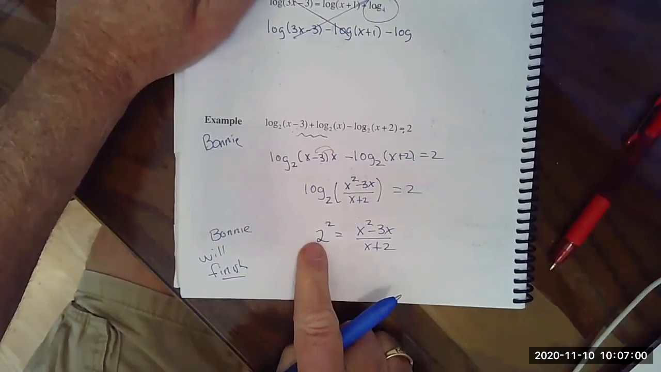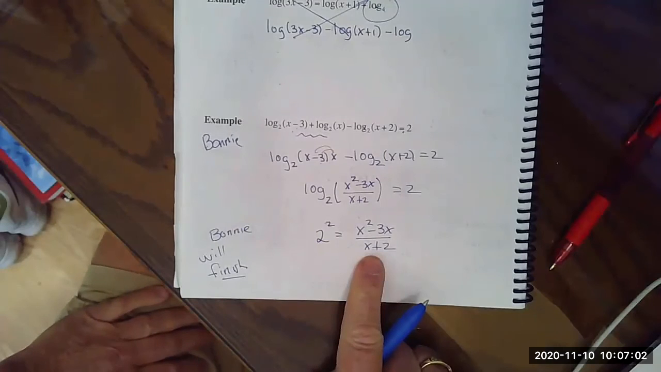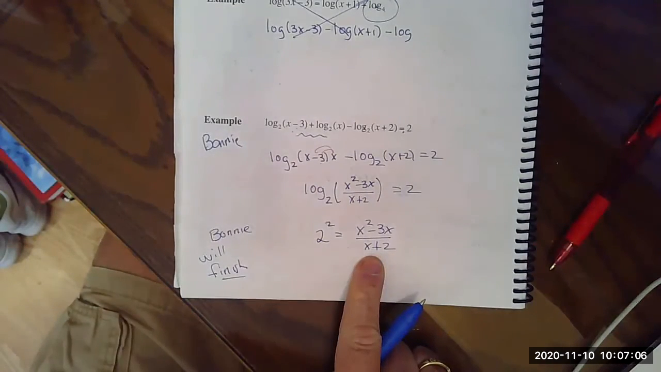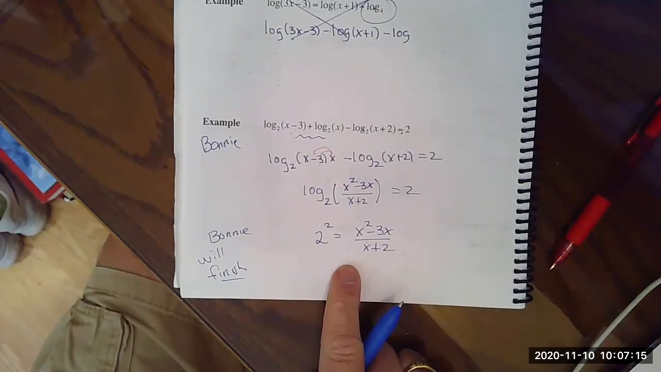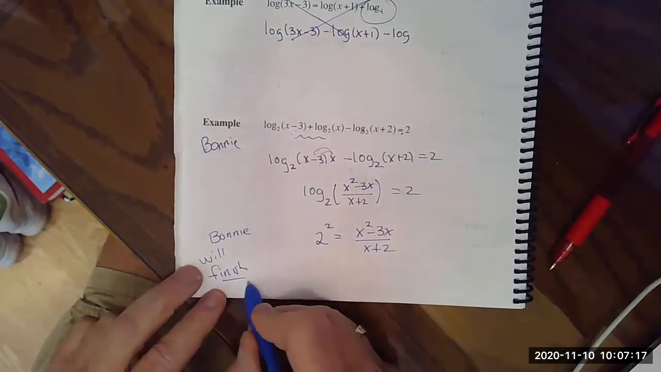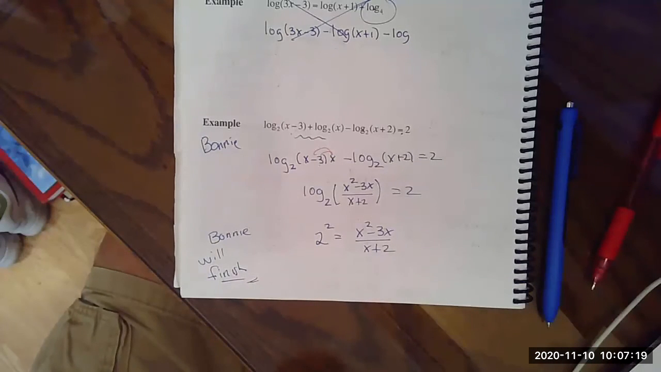That's 4, of course. You're going to clear denominators, Bonnie. So multiply both sides by the LCD. And then you go through and factor and solve and check the answers and see if any of them work. So does that make sense, the process, Bonnie? Mm-hmm. Sounds good. So Bonnie will finish. Okay.